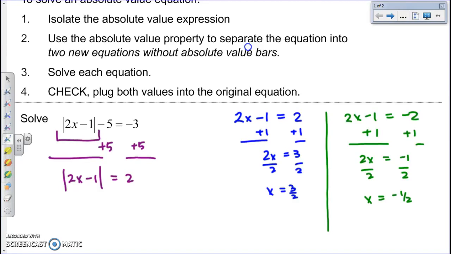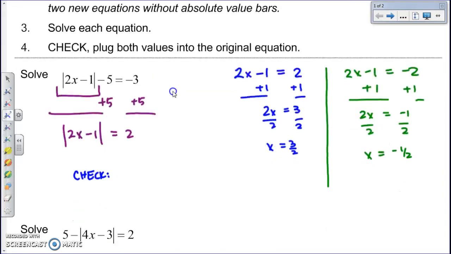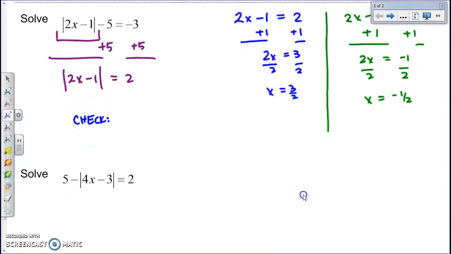Okay, so now we have two solutions. The last step is to substitute these back into the original equation and see, does it check out? Will the left side equal the right side? So if we check for the first equation, we have the absolute value of 2 times 3 halves minus 1, minus 5, equals negative 3.